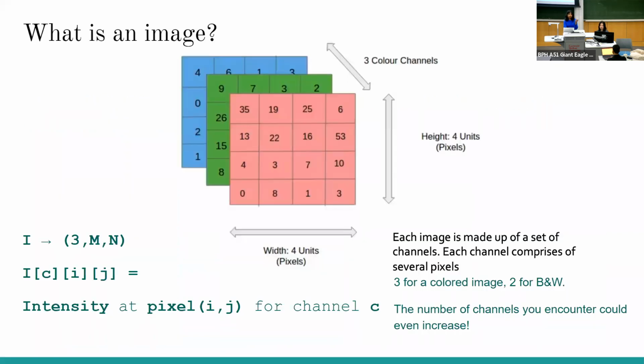If we move on to color images, the number of channels increases. What do we mean by channels here? It's basically the depth of the image. Earlier we just had one n cross m matrix. Now we have a 3 cross n cross m matrix, where 3 represents the number of channels in this image. And again, the intensity at pixel ij is for that particular channel C.